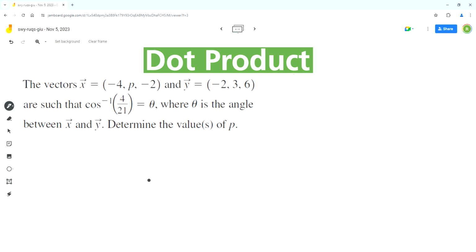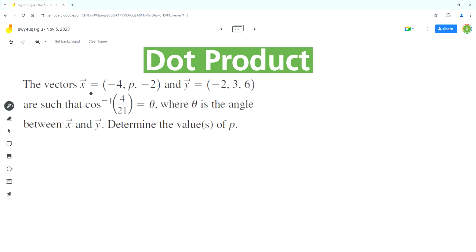So in this video, we'll solve this problem using the concept of dot product. As per the problem, the vectors x and y are such that the inverse of cos of 4 over 21 is equal to theta, where theta is the angle between x and y. Determine the values of p.